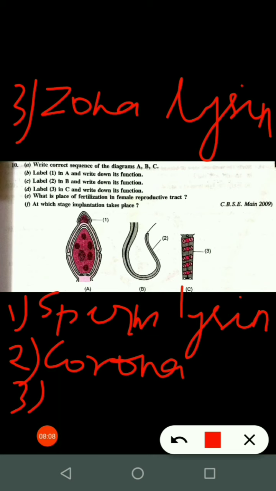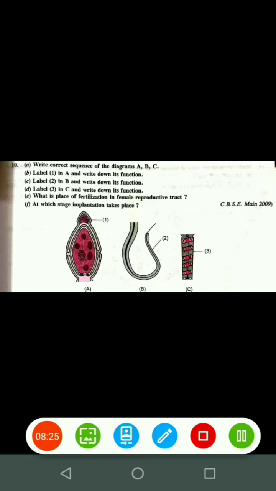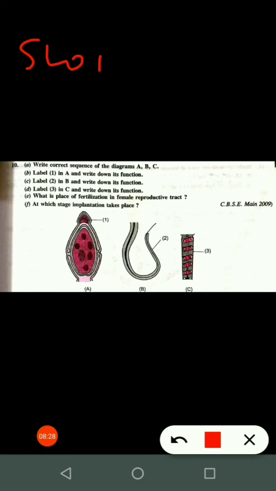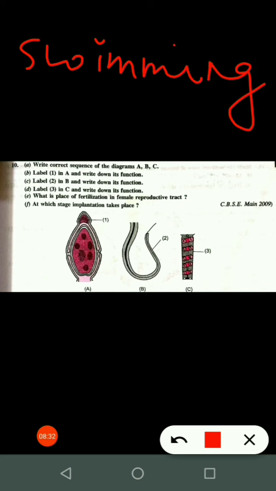Okay, now the third question is: label 2 in B and write down its function. So what is 2? 2 is the tail portion of a sperm. And what is the function of it? Yes, I know, you know it very well. It is the swimming of a sperm. Okay, it is responsible for swimming, because it provides the movement to the sperm so that it can reach up to the ova.